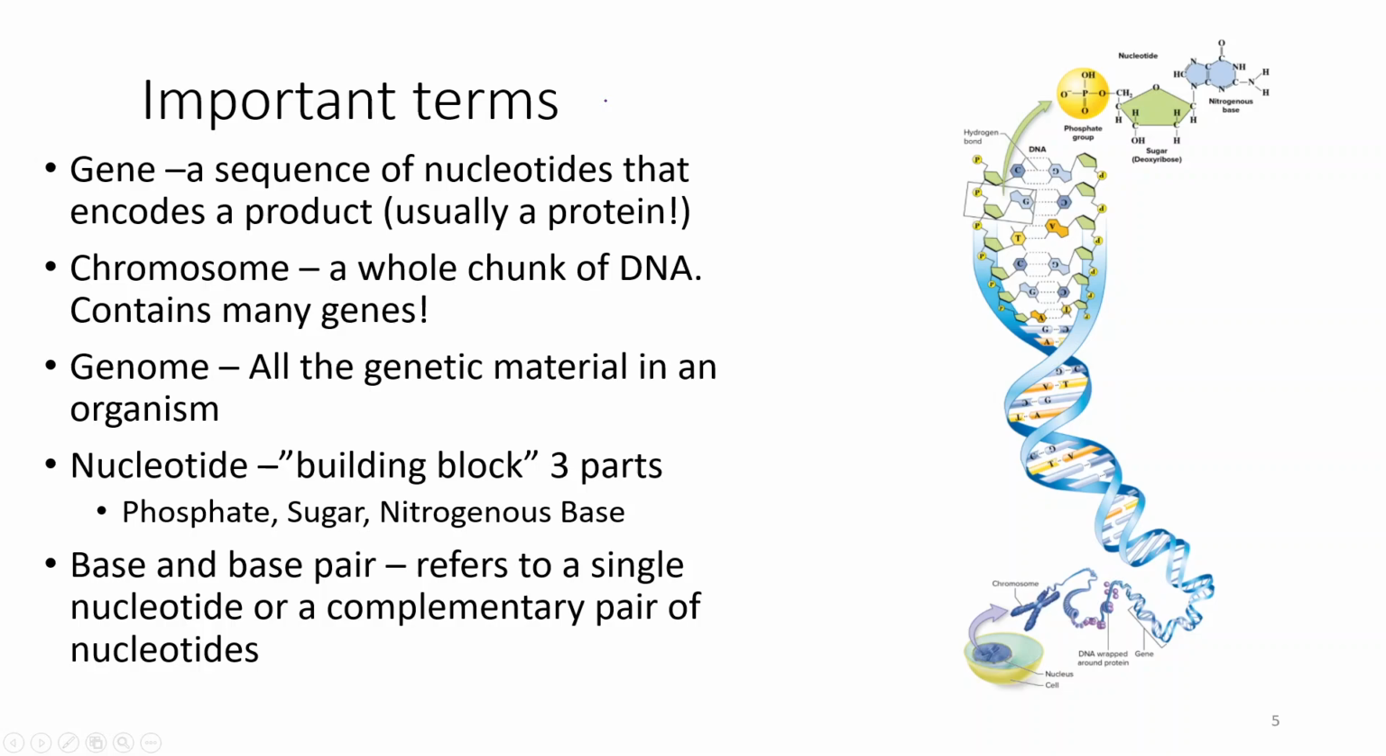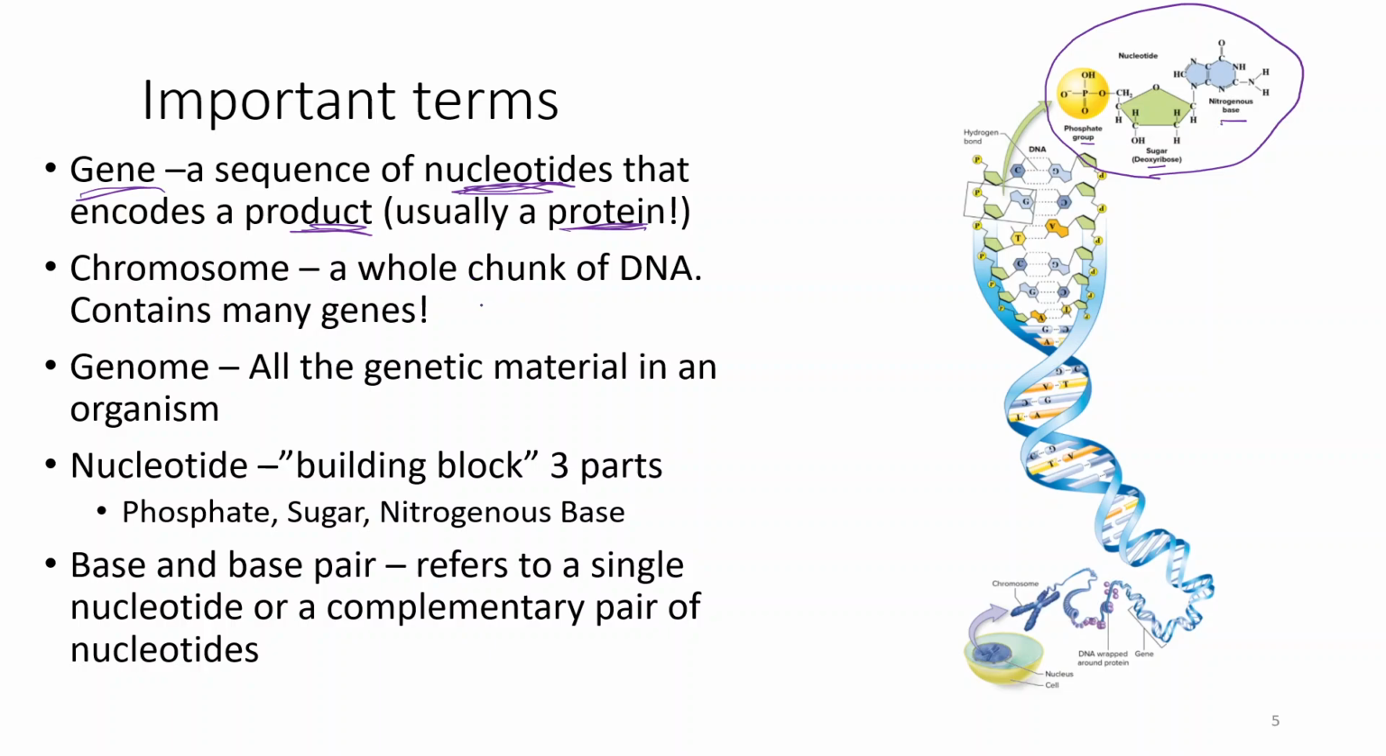So first, let's go over some important terms. So we have a gene. A gene is a sequence of nucleotides that eventually encodes a product, and that product is typically a protein. A nucleotide, remember, is this right here, where we have a sugar, a phosphate, and a nitrogenous base. So sugar, phosphate, nitrogenous base.